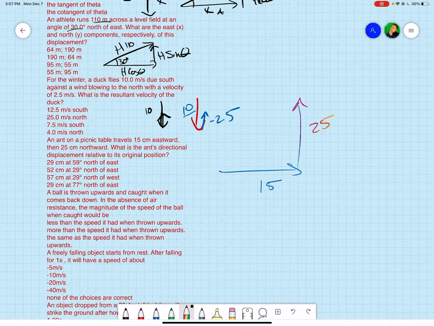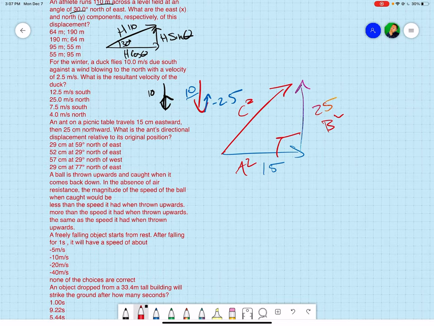Okay, what is the ant's directional displacement relative to its original position? So now we just have two directions, and notice how they're perpendicular, and what that means is that you have a right triangle and a hypotenuse. So you're going to have to do the Pythagorean theorem, a squared plus b squared equals c squared.